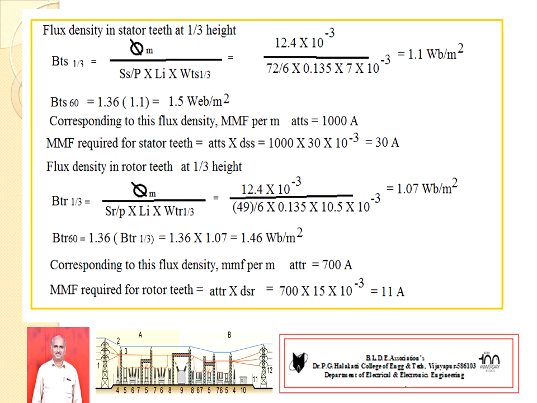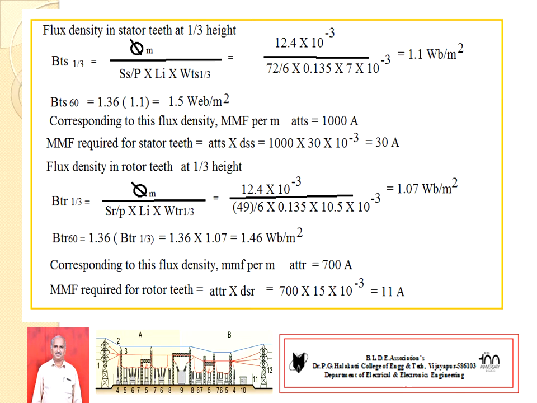Corresponding to this flux density, from the graph, MMF per meter of stator teeth is around 1000 AT. This value we have to collect from the graph. We have to plot the graph from the respective flux density, and from that graph you collect the value of MMF per meter. Once you know this value, then it is very easy.